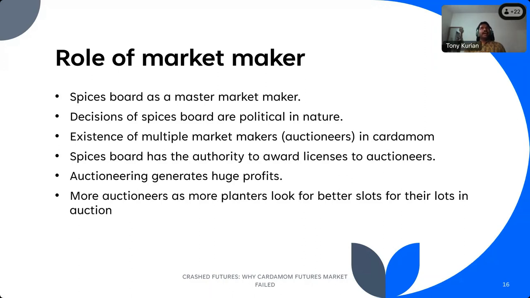For example, the law says that within 21 days, I think now it's revised to 10 days, I suppose. When I was doing my fieldwork, it was 21 days. Twenty-one days after the auction, the planter is supposed to get the price, right? But most planters are not in a position to wait for 21 days. So what the auction company would do is give them the price of the cardamom which they sold, but charge some sort of interest for that.